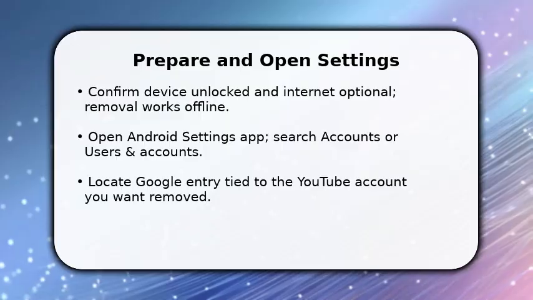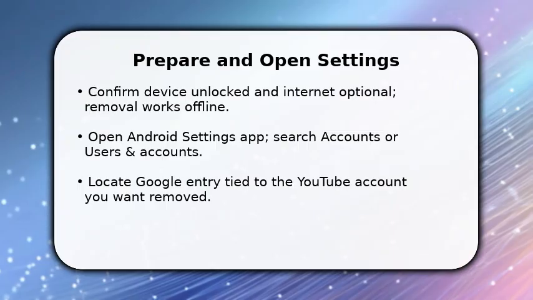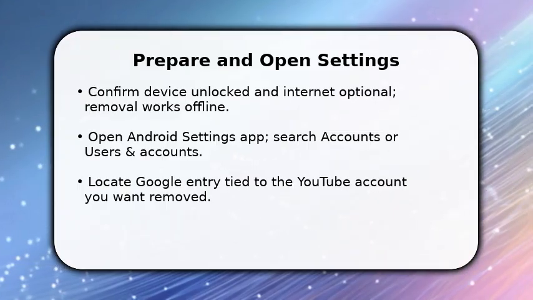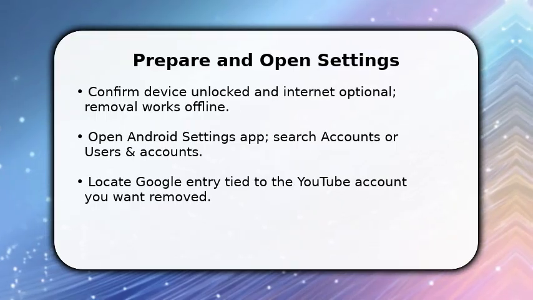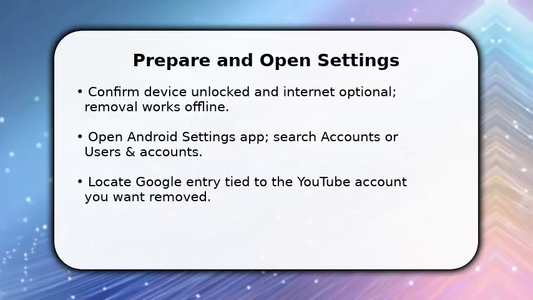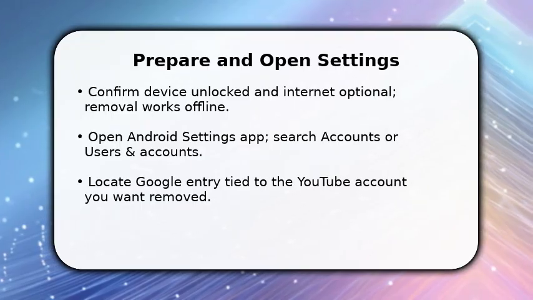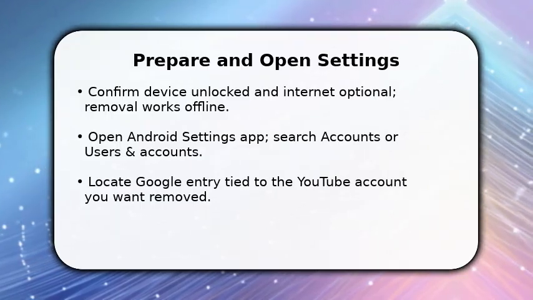Enjoy the video. You start by getting straight to the phone, unlock it, and open Settings. Once done, use the search bar or scroll to Accounts or Users and Accounts. That's where Android lists signed-in services. Tap Accounts to view all linked Google profiles.